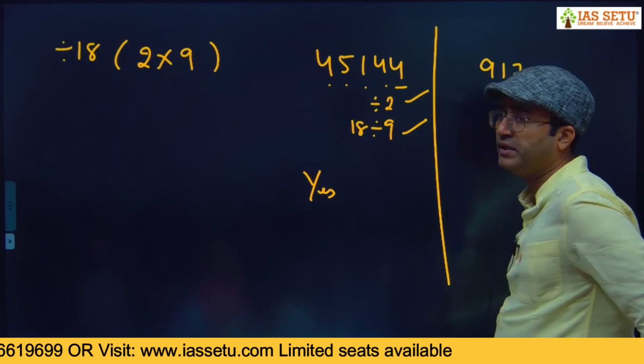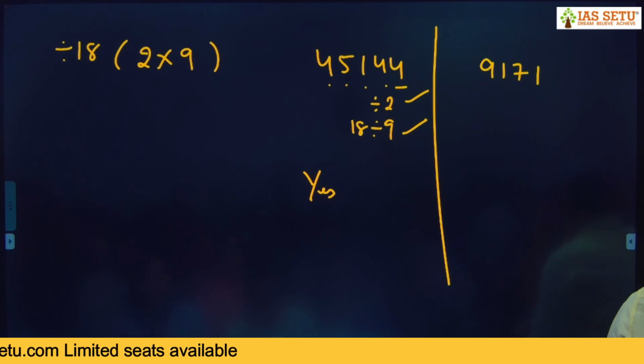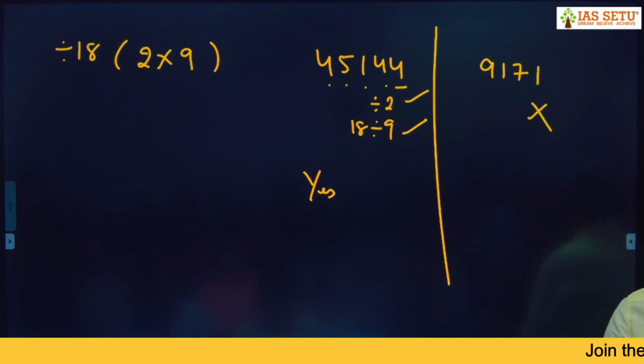Like 9171. Tell me, is the given number divisible by 18, yes or no? Why? It is not even divisible by 2. The first condition is that it should be divisible by 2 as well as 9. So it is not divisible by 2. That's why it is not divisible by 18.